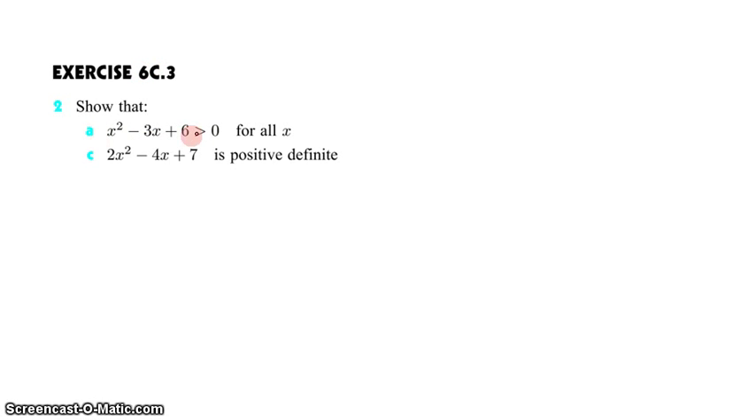We're given a quadratic expression and we're asked to show that it's greater than 0 for all values of x. So the first thing that I'll note is that the constant term in front of x squared is positive. So for part A, A is equal to 1. At the same time, B is equal to -3, and C is equal to 6. But I'm really concerned with the fact that A is equal to +1.